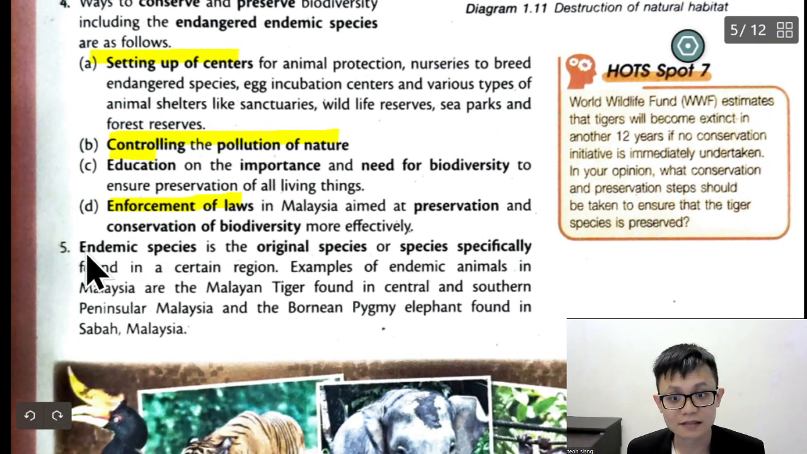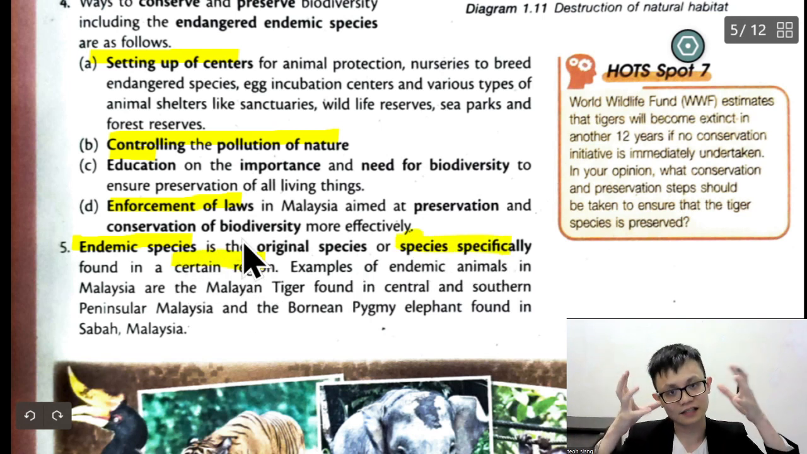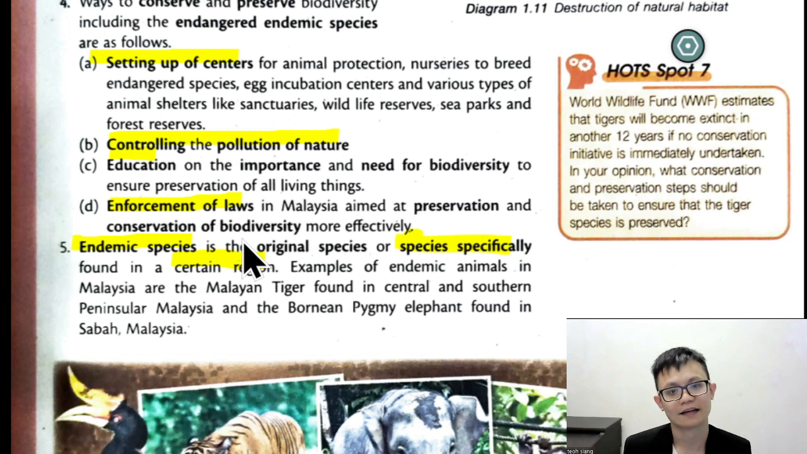Endemic species. What is endemic species? Endemic species is a specific species only found in a certain region. Means only a certain place has it, other places don't have. Like panda, correct or not? Panda bear, you can only find in China. You cannot find panda bear in Brazil, cannot find in Malaysia. So panda bear is the unique icon of China.